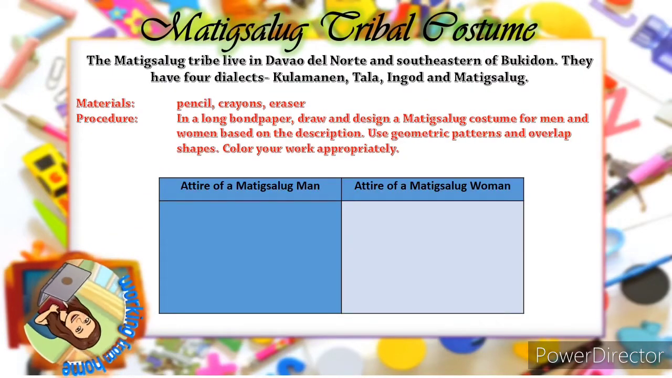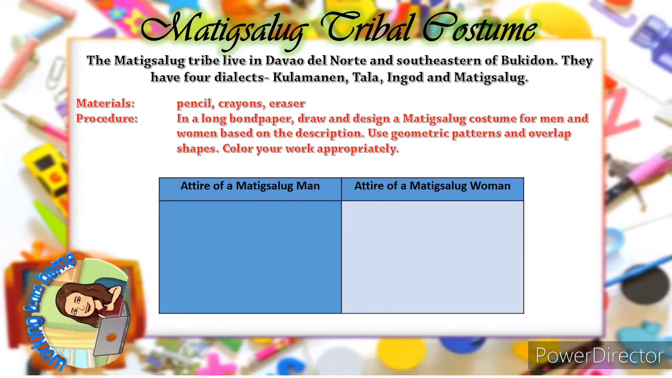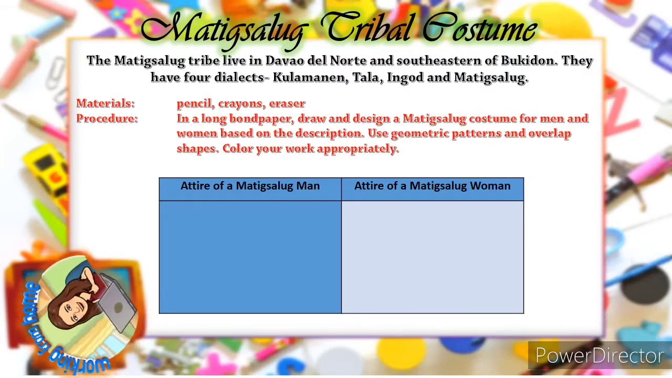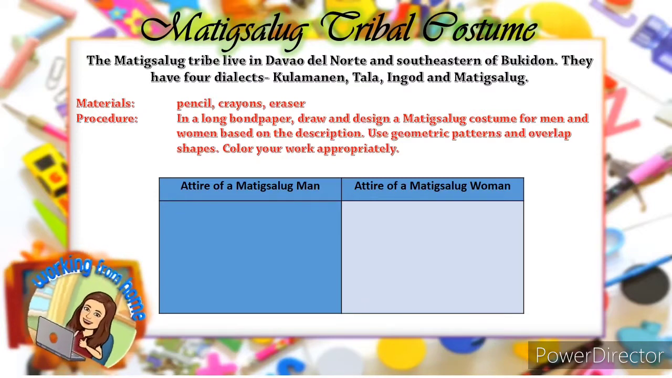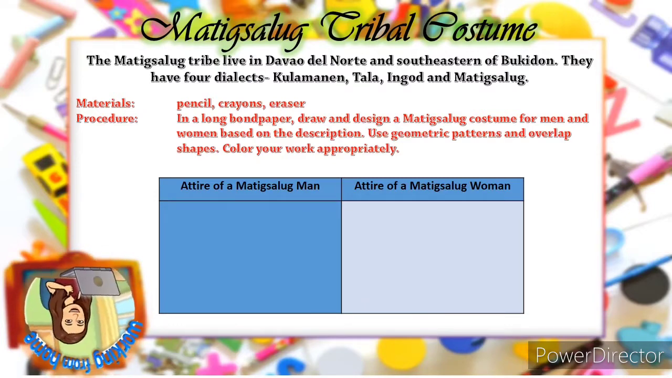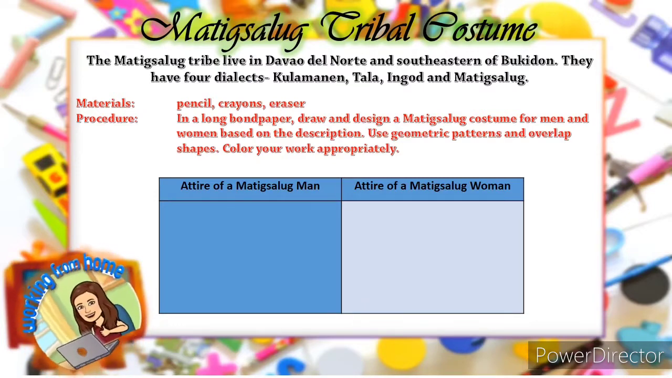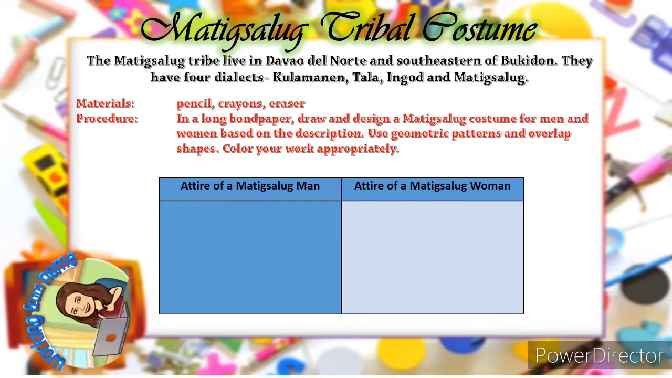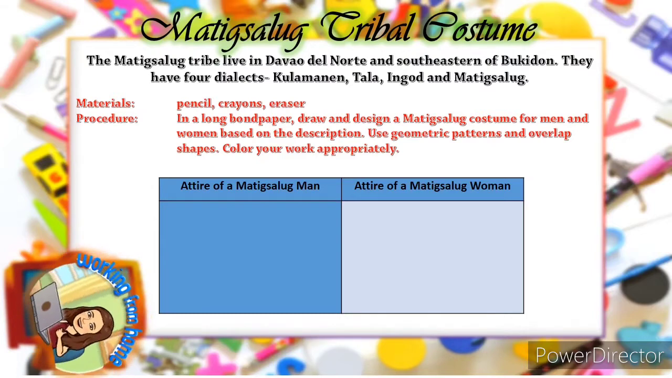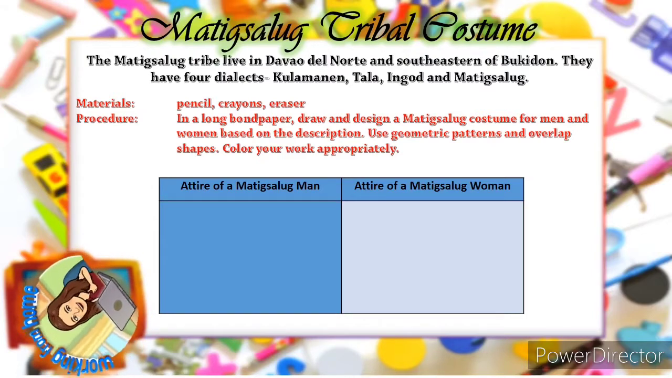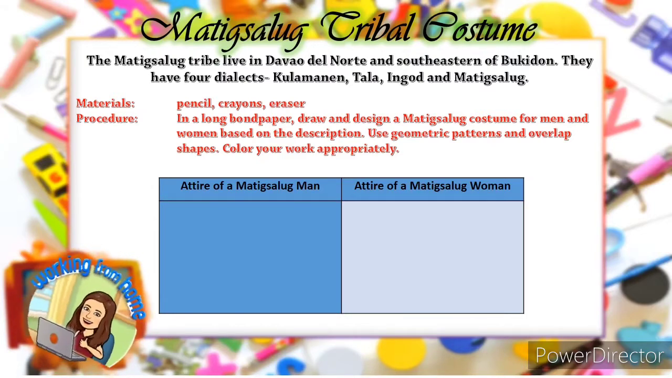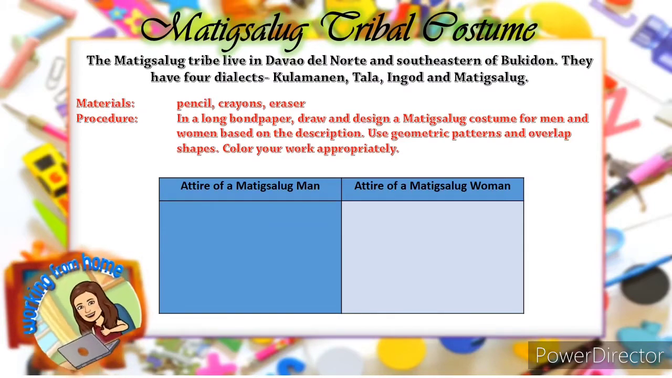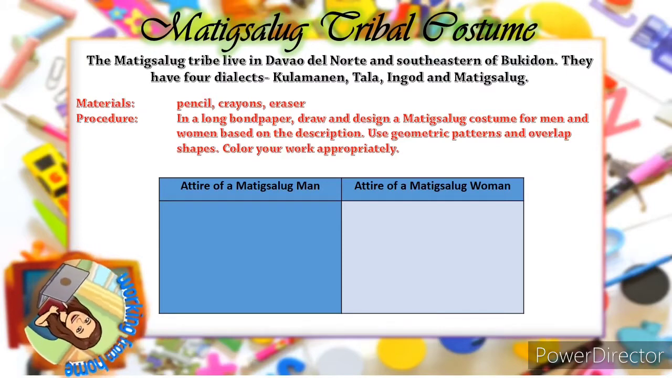Since you already know the difference between foreground and background and the overlapping of shapes, let's proceed to your activity entitled Matigsalog Tribal Costume. The Matigsalog tribe live in Davao del Norte and southeastern Bukidnon. They have four dialects: Kulammanin, Tala, Ingod, and Matigsalog.